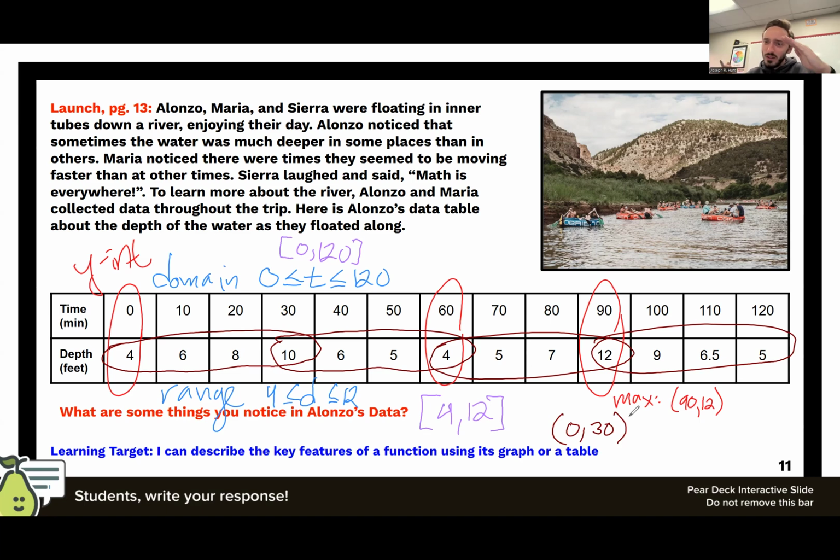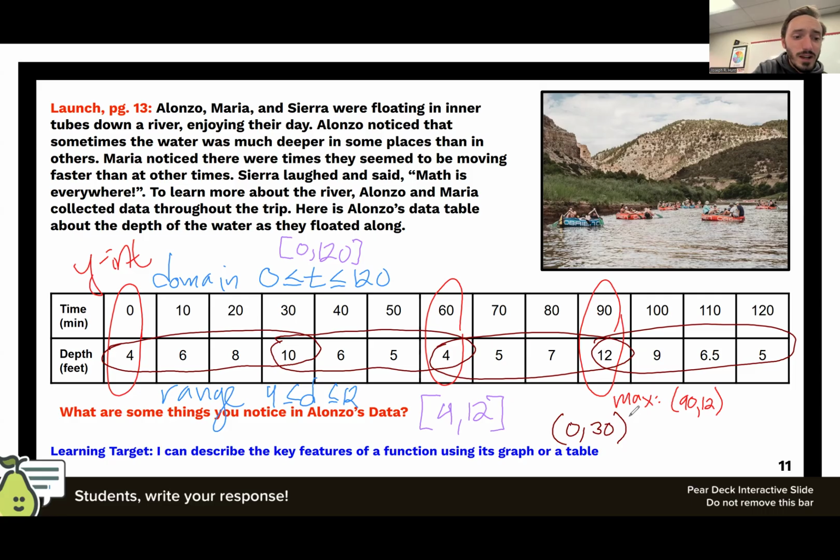It switches from increasing and then it switches to decreasing. So right at the 30-minute mark, it's not really doing either. It's kind of hitting like a top part of a hill on the graph. So if I can't say it's either increasing or decreasing, we usually exclude that in interval notation. We'd use parentheses in that context.